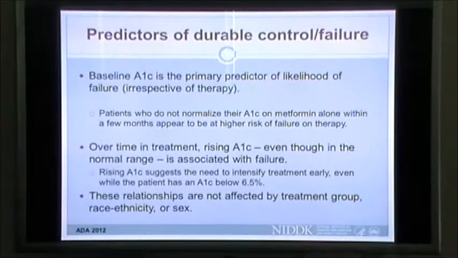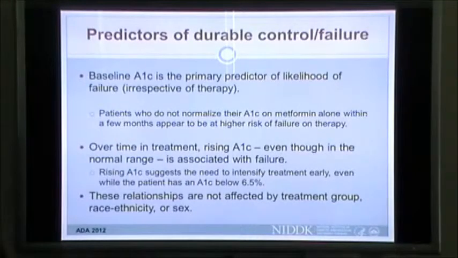Okay, that's all right. Now, you've got 50% of kids who respond and 50% of kids who don't have a good durable response. What you'd really like to know is, who are they, right? That's the question we'd love to know. And without going into detail, what we know is that the baseline A1C is the primary predictor of the likelihood of failure, irrespective of therapy.